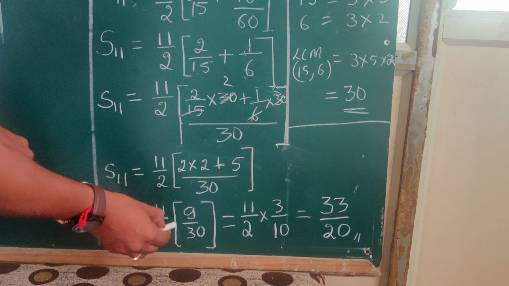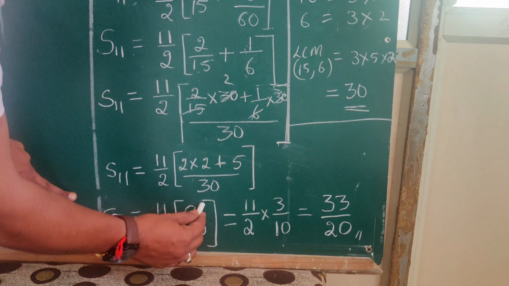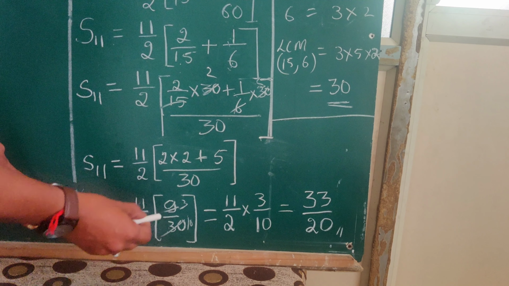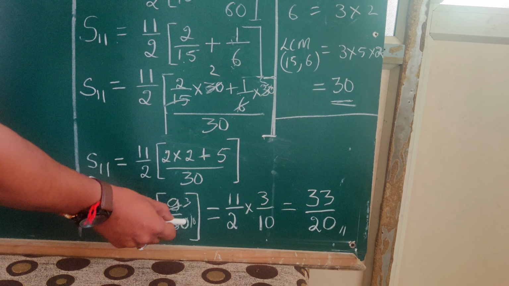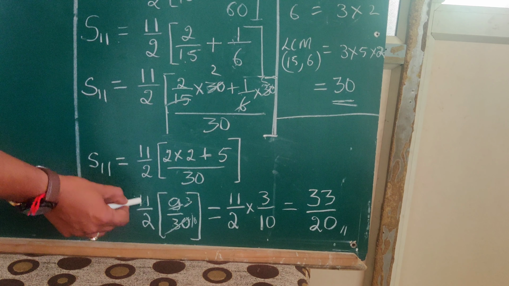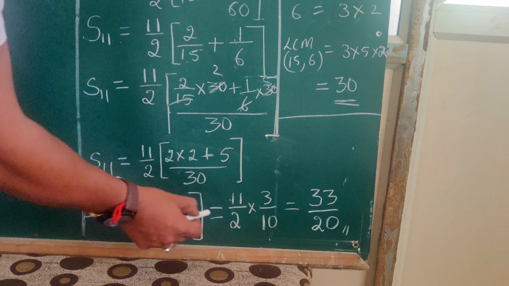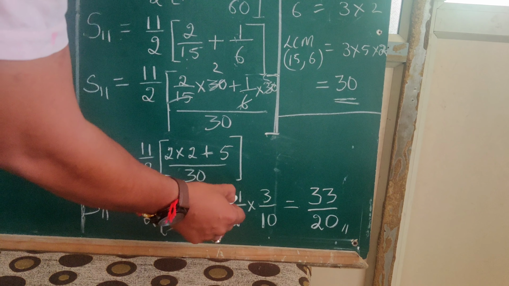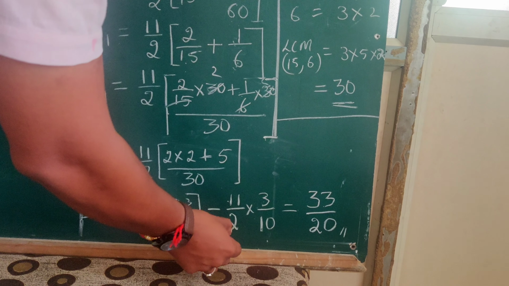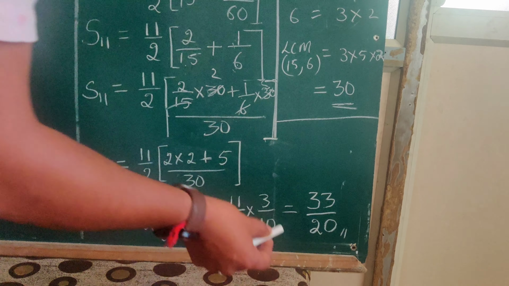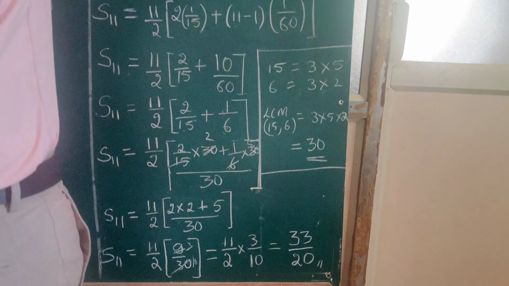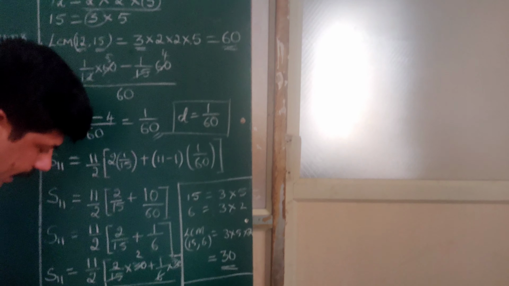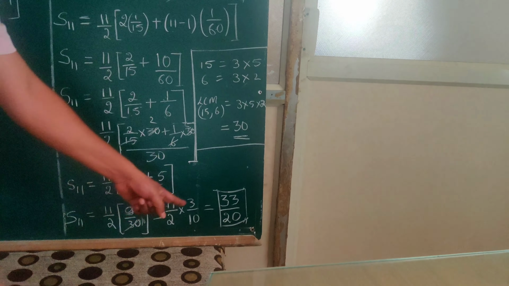Now this can be divided: 3 times 3 is 9, 3 times 10 is 30. Therefore 9 by 30 can be written as 3 by 10. 11 by 2 did not make any change, kept as it is, and 9 by 30 we have made as 3 by 10. Now multiply: 11 times 3 is 33, 2 times 10 is 20, and therefore the sum of 11 terms of this particular AP is 33 by 20.